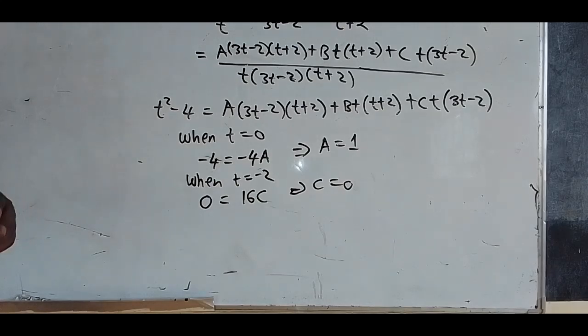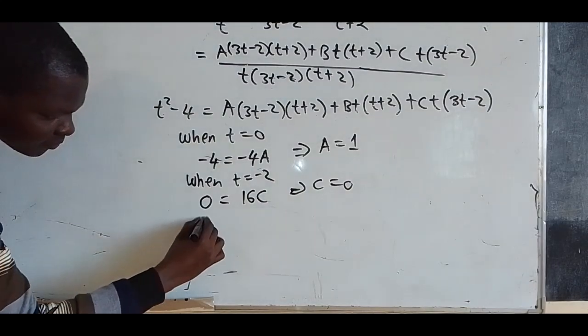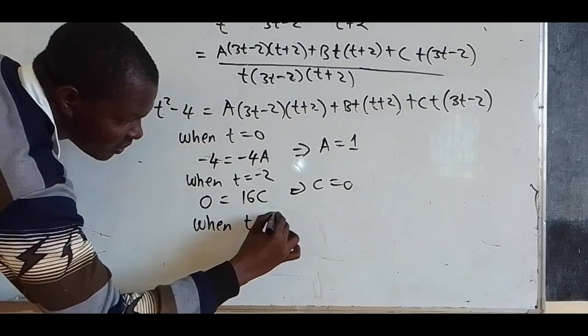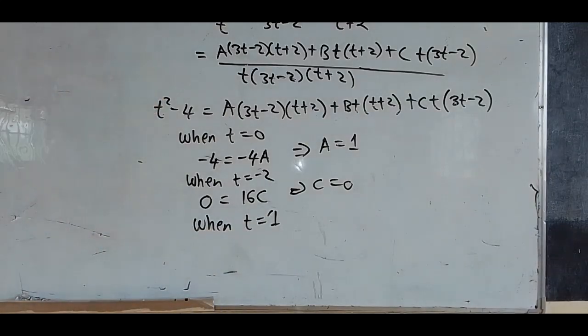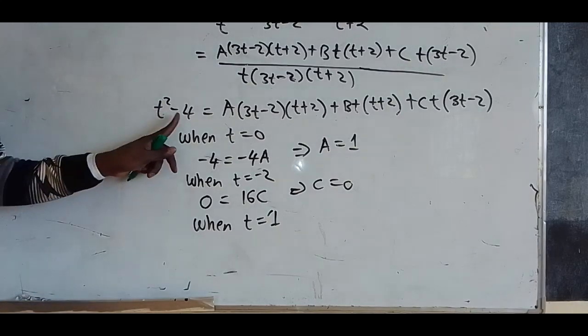And the best thing to choose is what? 1, isn't it? See, 1 is always the best option. Because 1 raised to any power is always 1, or 1 times anything is always that thing, isn't it? So when t is 1, where there is t, you put 1. So 1 squared is 1. 1 minus 4?